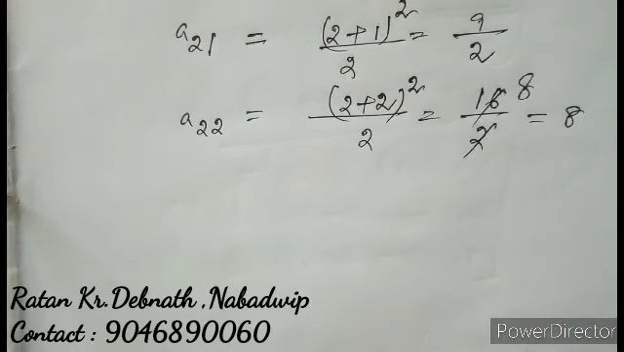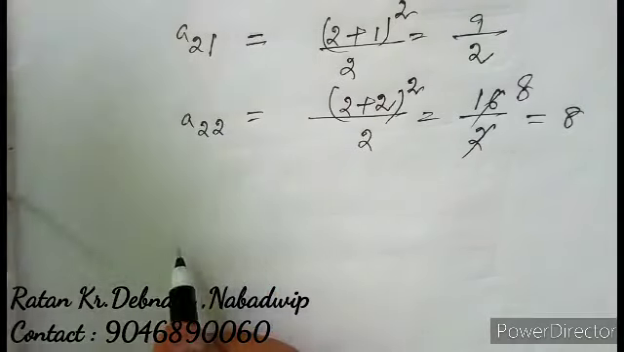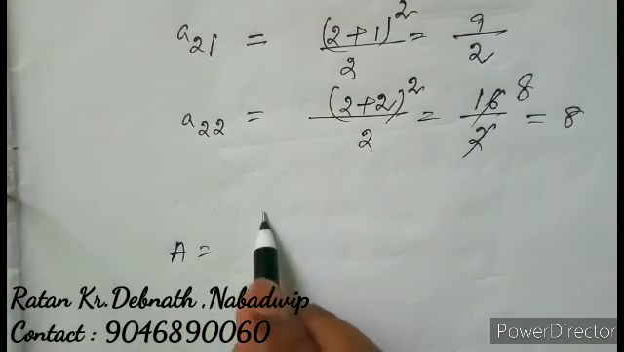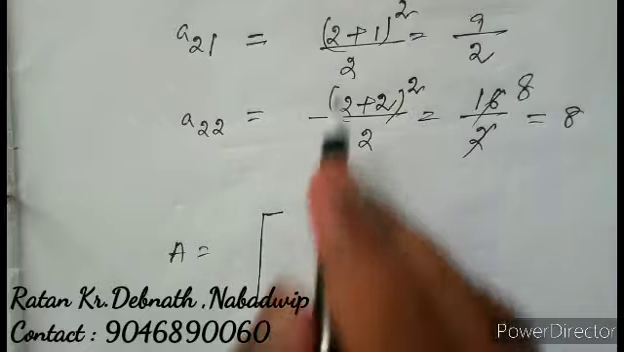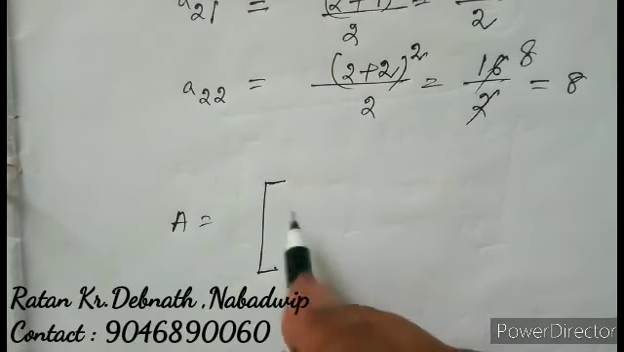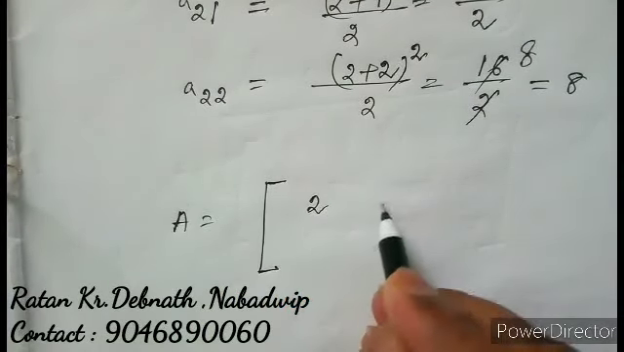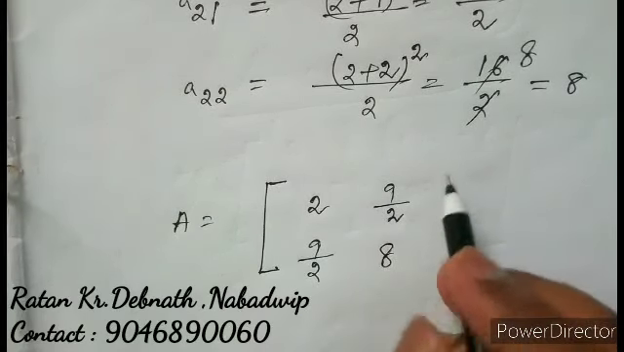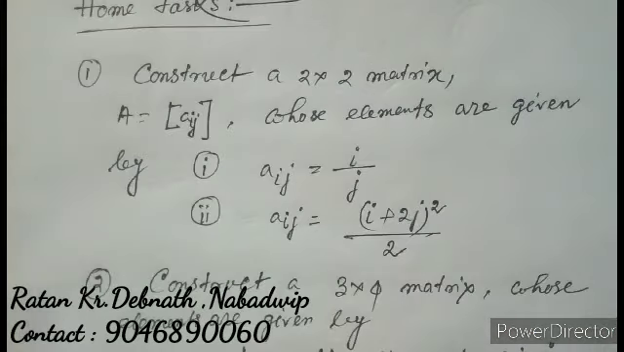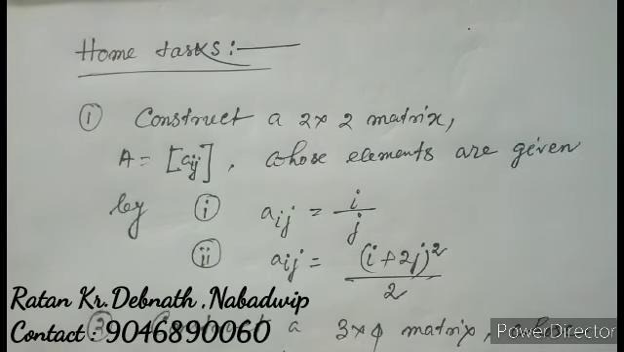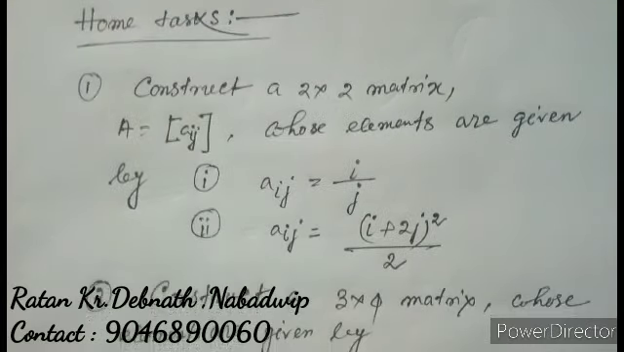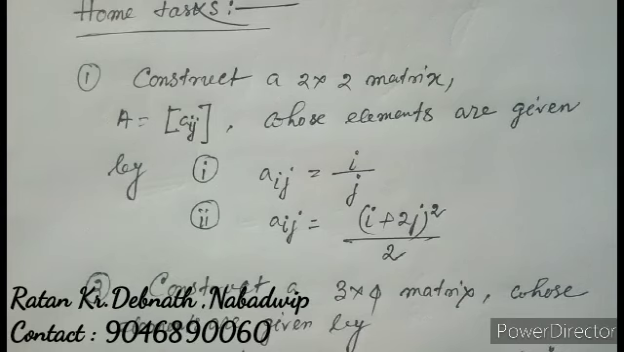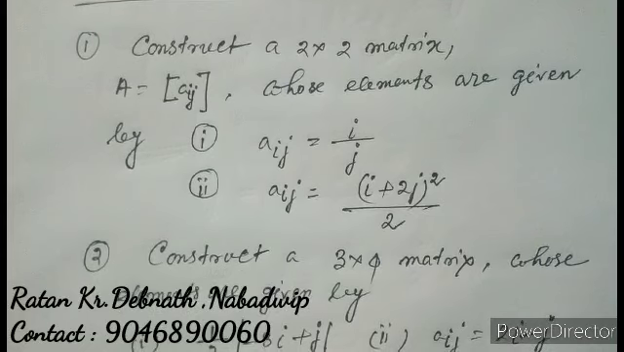So the matrix can be written as 2, 9 by 2, 9 by 2 and 8. Here are some simple home tasks. If you watch this video very carefully, I am quite sure you can do the sums yourselves.